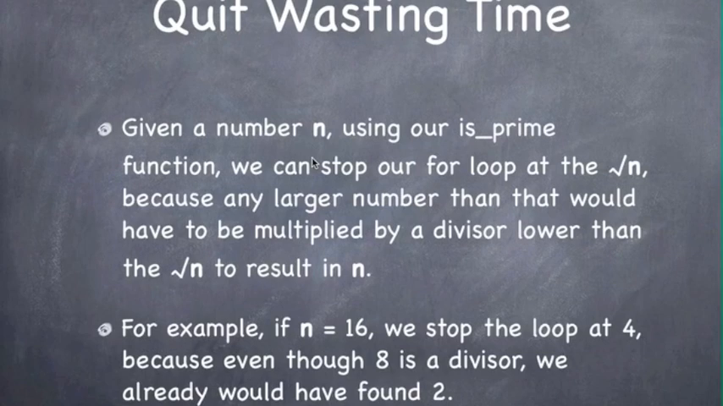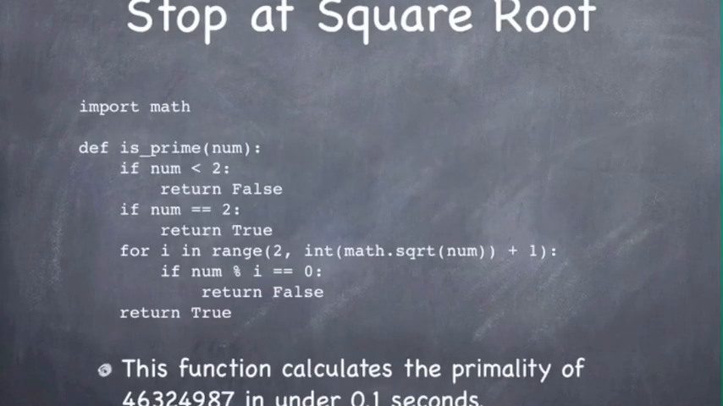Given a number n, using our isPrime function, we can stop our loop at the square root of n, because any larger number than that would have to be multiplied by a divisor lower than that to result in n. To make that more clear, let's look at an example. If n is 16, we can stop the loop at 4, because even though 8 is a divisor that's greater than 4, we already would have found 2, and 2 multiplied by 8 is how we get to 16, so we would have already stopped the loop and we would have said that 16 is not prime.